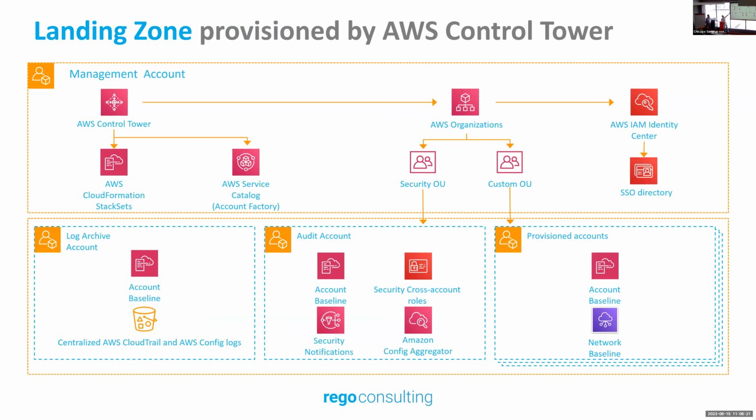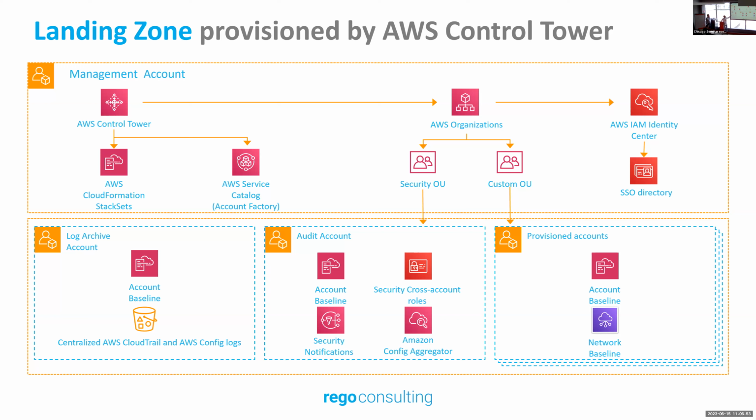And at the end of the whole turning on of Control Tower, this is what you get. So you get a management account, or what you call, previously we used to refer to it as master payer, but we don't call that a master payer anymore. We call it the management account. And making use of all these other peripheral services like CloudFormation stack sets, Service Catalog, which helps with the account factory, AWS Organizations, which I'll talk about later, IAM Identity Center for centralized identity management.